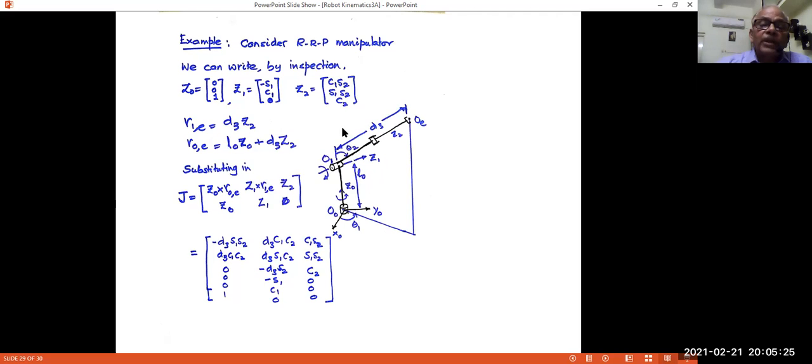That component is multiplied by this component along x0, which is cos theta 1, and along y, sine theta 1. So C1 S2, S1 S2, and along the vertical it has a component cos theta 2. So you readily get the three z directions, the 3 by 1 vectors for z0, z1, z2 that you will be needing here. All you will need are r0e and r1e.